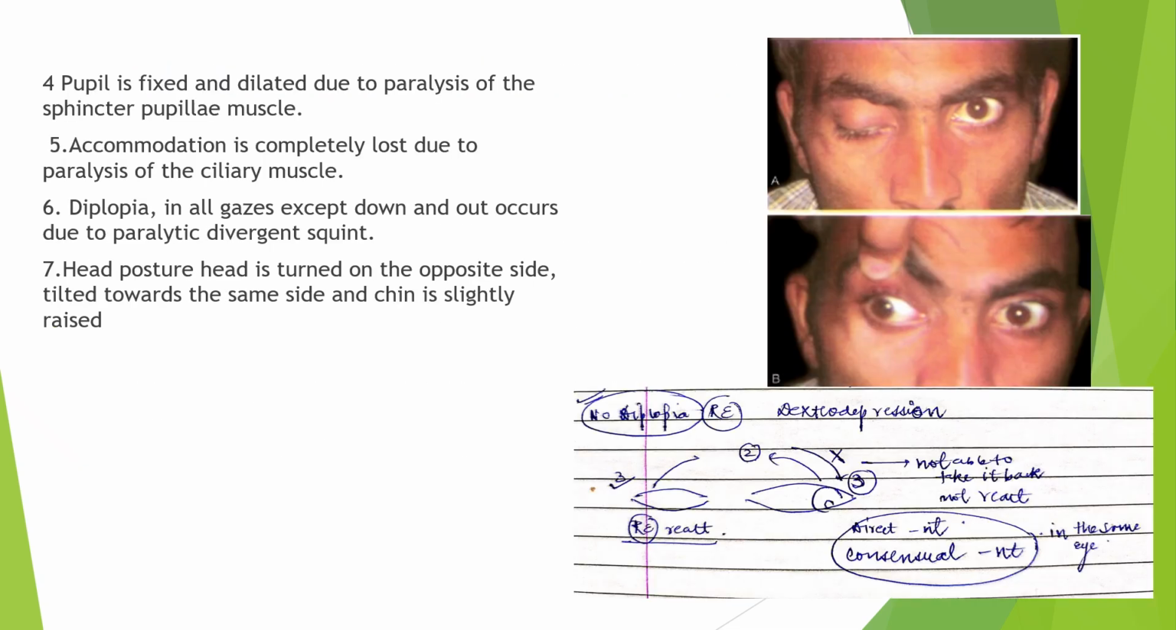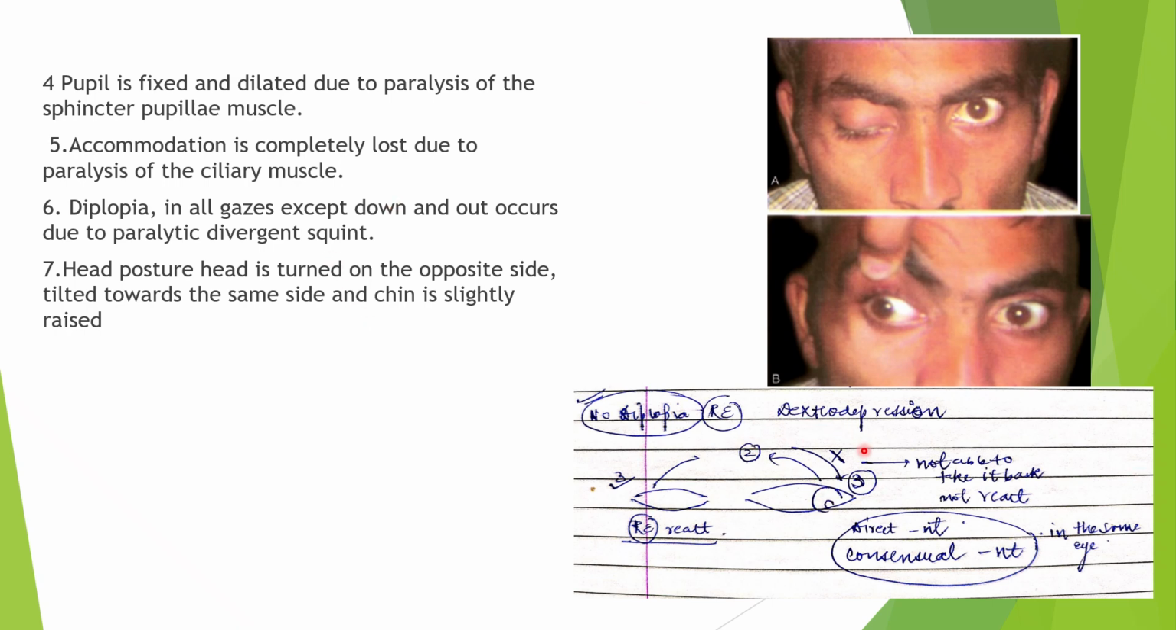Now the pupil is fixed and dilated because of the sphincter pupillae muscle paralysis. Accommodation is completely lost due to paralysis of the ciliary muscle. Diplopia is there in all the gazes, and it occurs due to paralytic divergent squint. And head posture: the head is turned to the opposite side, tilted towards the same side, and the chin is slightly raised because the SR is gone, so the chin will be slightly raised to see upwards.